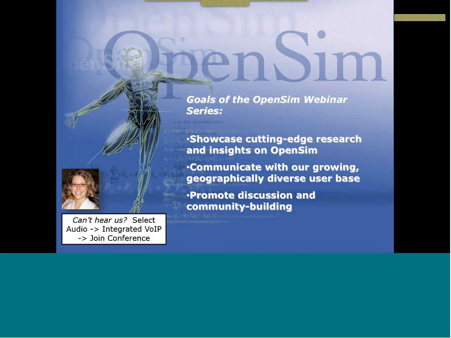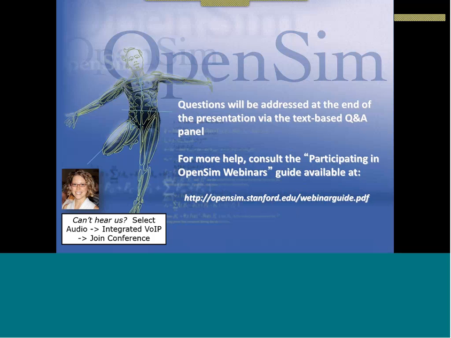Before we get started, some reminders about the goals of the webinar series for the OpenSim project. OpenSim is a freely available software application for visualizing musculoskeletal structures and simulating the movements of humans and animals. So the first goal of our webinar series is to showcase cutting-edge research that's being performed with these tools in OpenSim. OpenSim is also a growing and geographically diverse community of users. So the second goal of the webinar series is to provide a platform for the OpenSim community to collaborate and communicate.